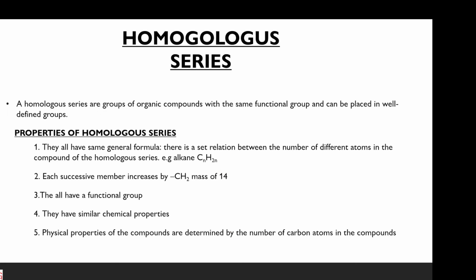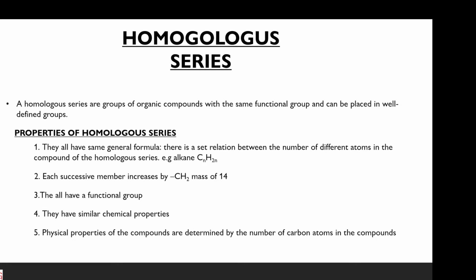Okay, so this brings us to homologous series. So what is a homologous series? A homologous series is a group of organic compounds, so carbon to carbon compounds, which have the same functional group and can be placed in well-defined groups. And what do we mean by well-defined groups? Well, they have certain properties that allow them to be defined as a part of that group. So what are these properties?